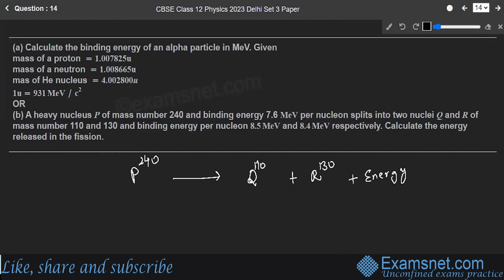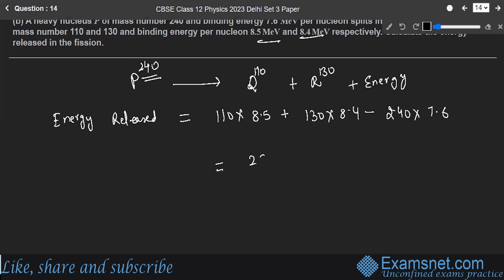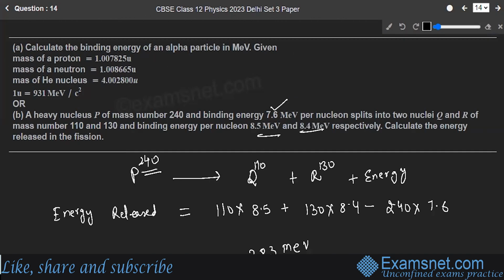So as per the given data, the energy released in the fission is given by 110 into 8.5 plus 130 into 8.4 minus 240 into 7.6 from here. On solving, this will give you 203 MeV. So this is the energy released in the fission, and the answer to the question is 203 MeV.